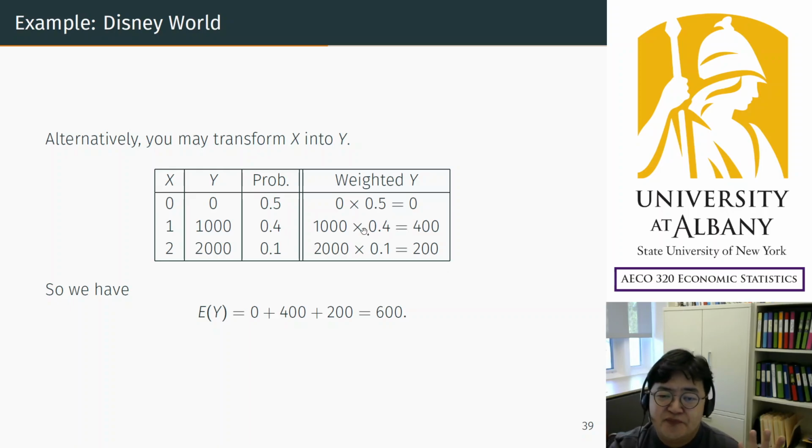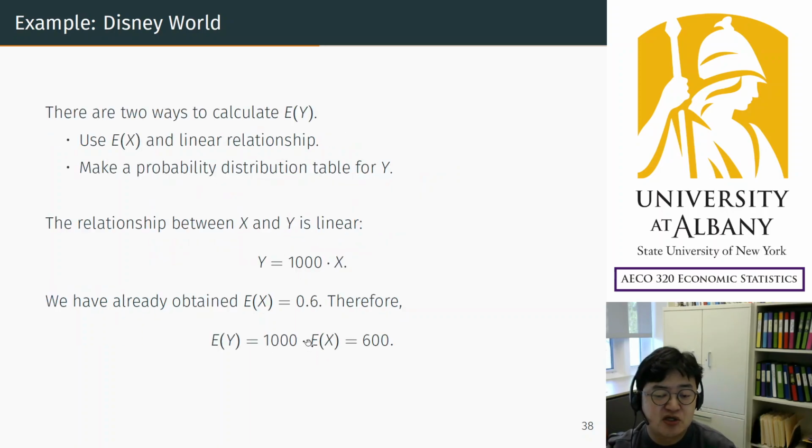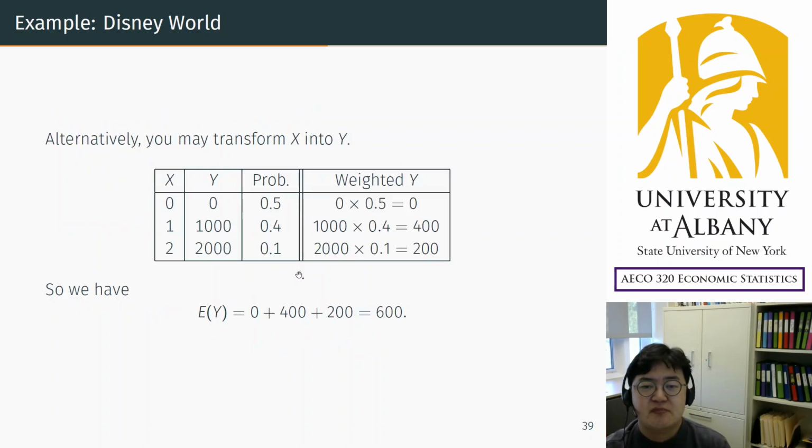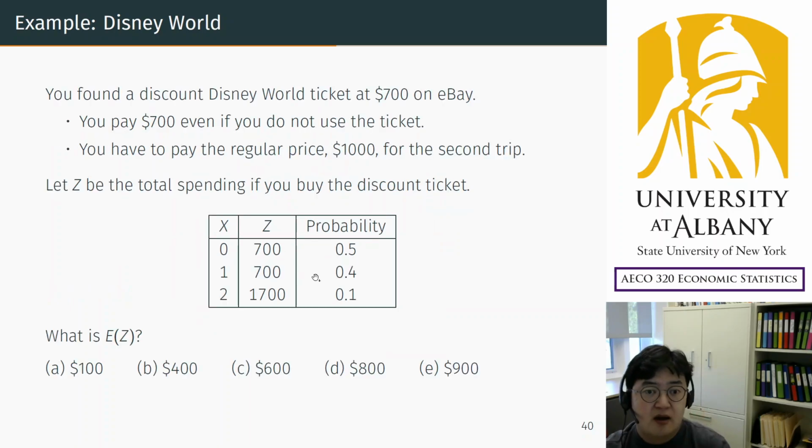But when the problem becomes more complicated, or if you do not have the full probability distribution but only the expectation, this method works much better. And this could be the only possible way to calculate the expected value. So that's another reason why understanding this is important. Okay. So next, I am going to tweak the problem a little.